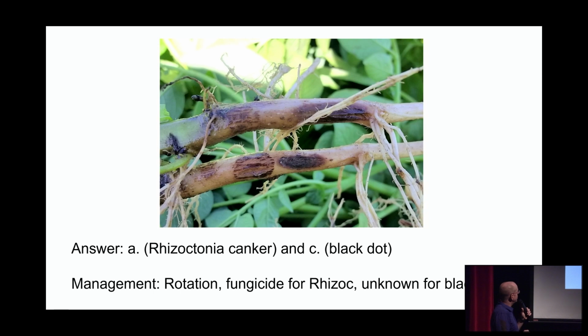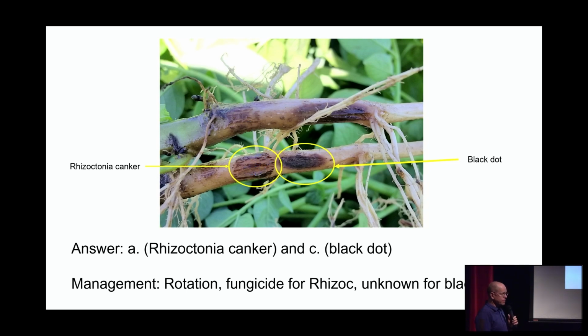And this is actually a trick question because here we've got rhizoc on this lesion and black dot on this one. So have you ever seen this difference out in the field? I think we go pull up stems, and whenever we see this discoloration, I think it's normal to say, well, this must be rhizoc, because that's very common. And you get this striated symptom where the stem kind of cracks open.